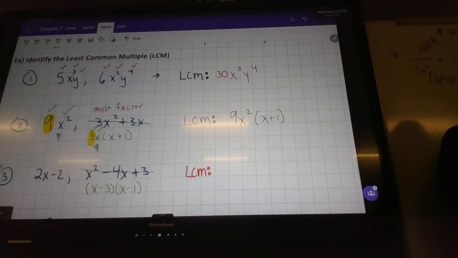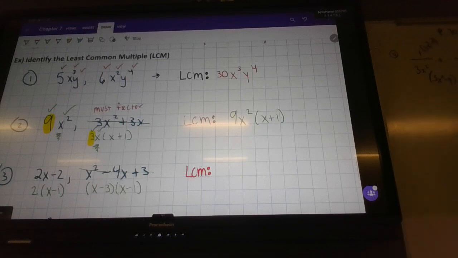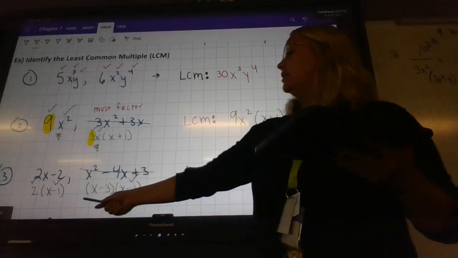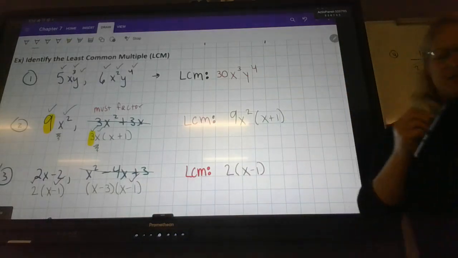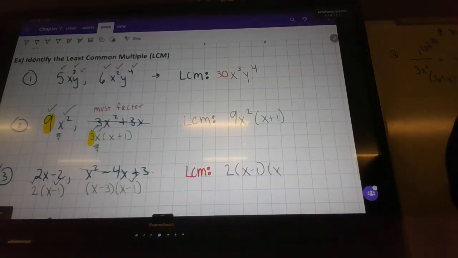What about that first one? That first one factors by GCF. Take a 2 out, x minus 1. So what's the LCM? 2 times x minus 3. I gotta put 2 in there for sure. I gotta put x minus 1 in. And when I put the x minus 1 in, I check it off of both here and here. And then I gotta put the x minus 3 in. Check. There's the LCM.